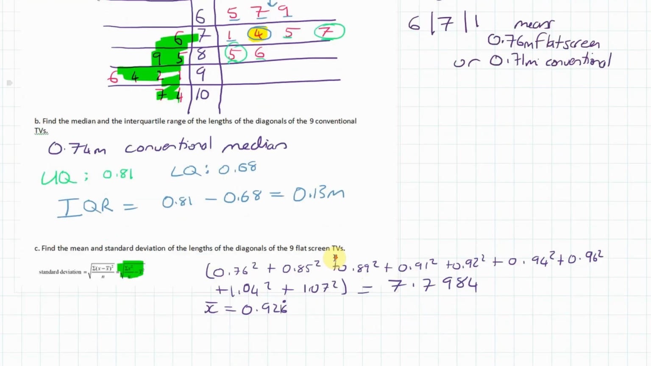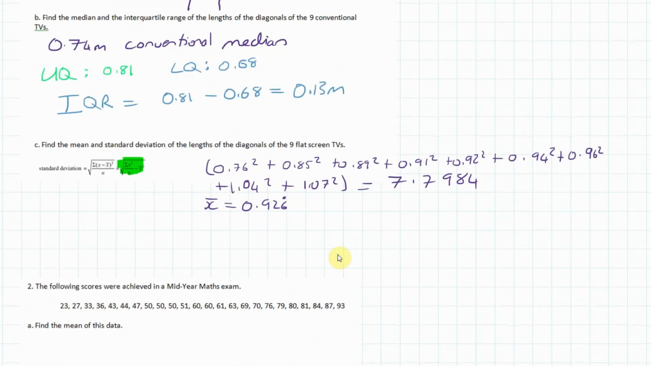Okay, and now we're ready to chuck that into our calculators. So the standard deviation should be equal to the square root of 7.7984 all over 9, because n is 9 pieces of data, subtract 0.926 recurring squared. And if we chuck that into our calculator, we'll see what we get. See if I've made a big boo-boo on the way.